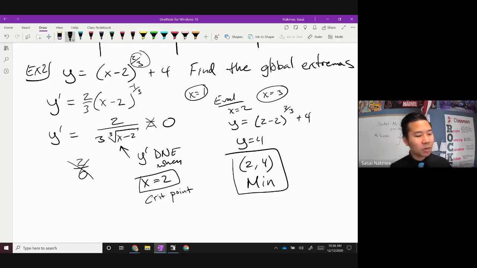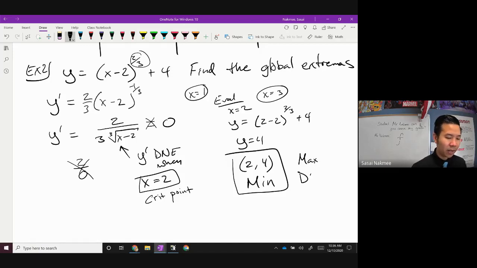Now, how do I know it's the absolute minimum? There's no other critical points, and there's no endpoints. This function is actually increasing infinitely on both sides. So where is your maximum in this problem if this thing has no closed interval? Well, the max for this problem does not exist.